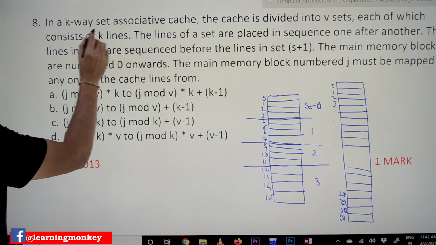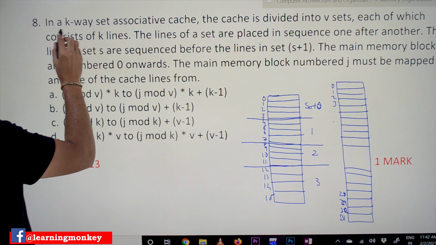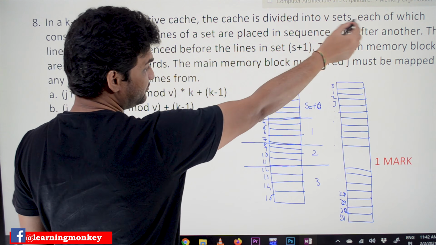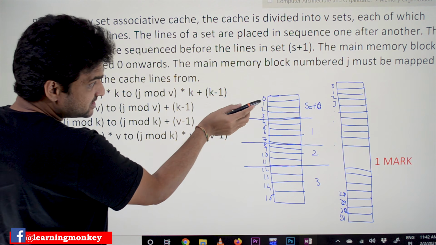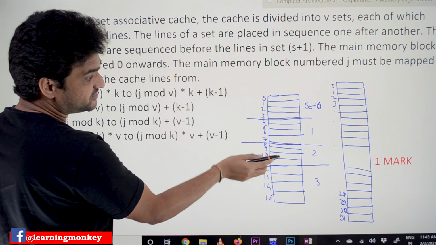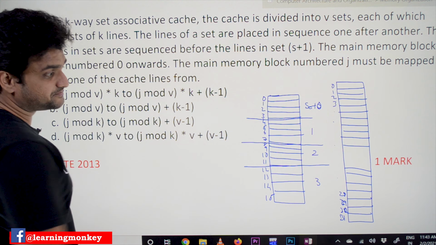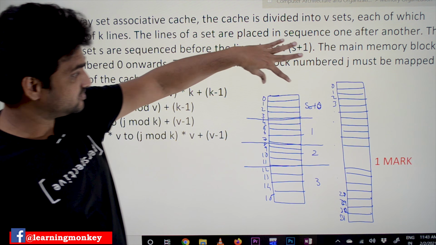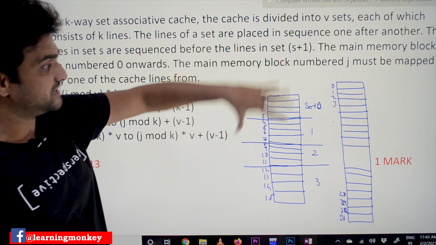In a k-way set associative cache, the cache is divided into v sets. So this is k-way; this is 4-way, as we are having 4 sets, the k value is equal to 4. Let's try to understand this with an example simultaneously.